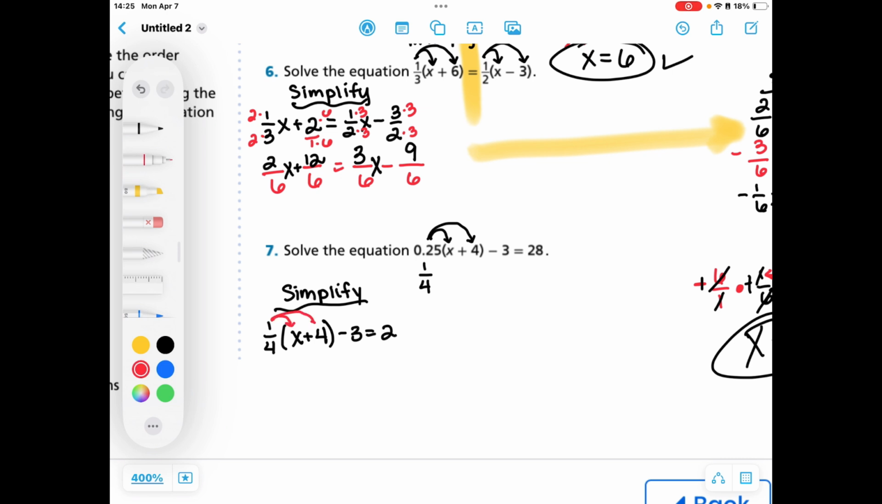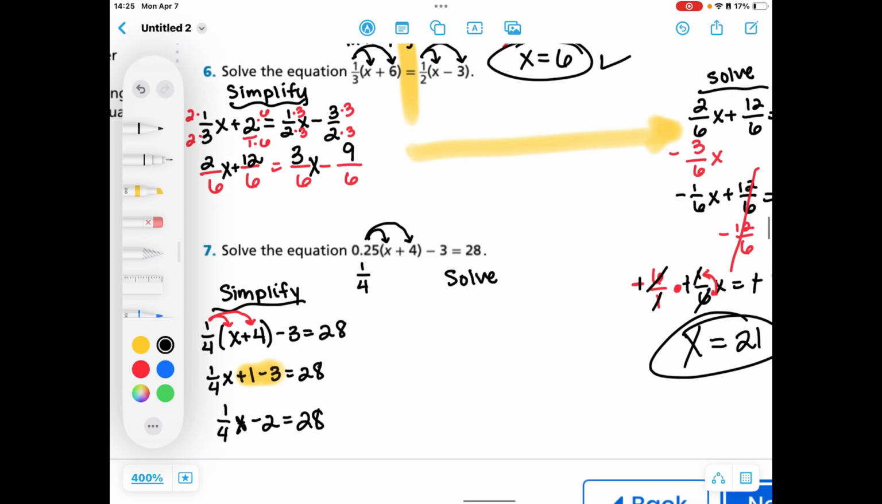Distributing the 1/4, which just means multiply. 1 over 4 times x is 1 over 4x. 1 over 4 times a positive 4, that's just going to give me a 1. That's a 4 over 4, which comes out to be 1. Minus 3 equals a 28. Now from here, combining your like terms, the only like terms I have is this 1 and the negative 3. So 1 over 4x minus 2 equals 28.